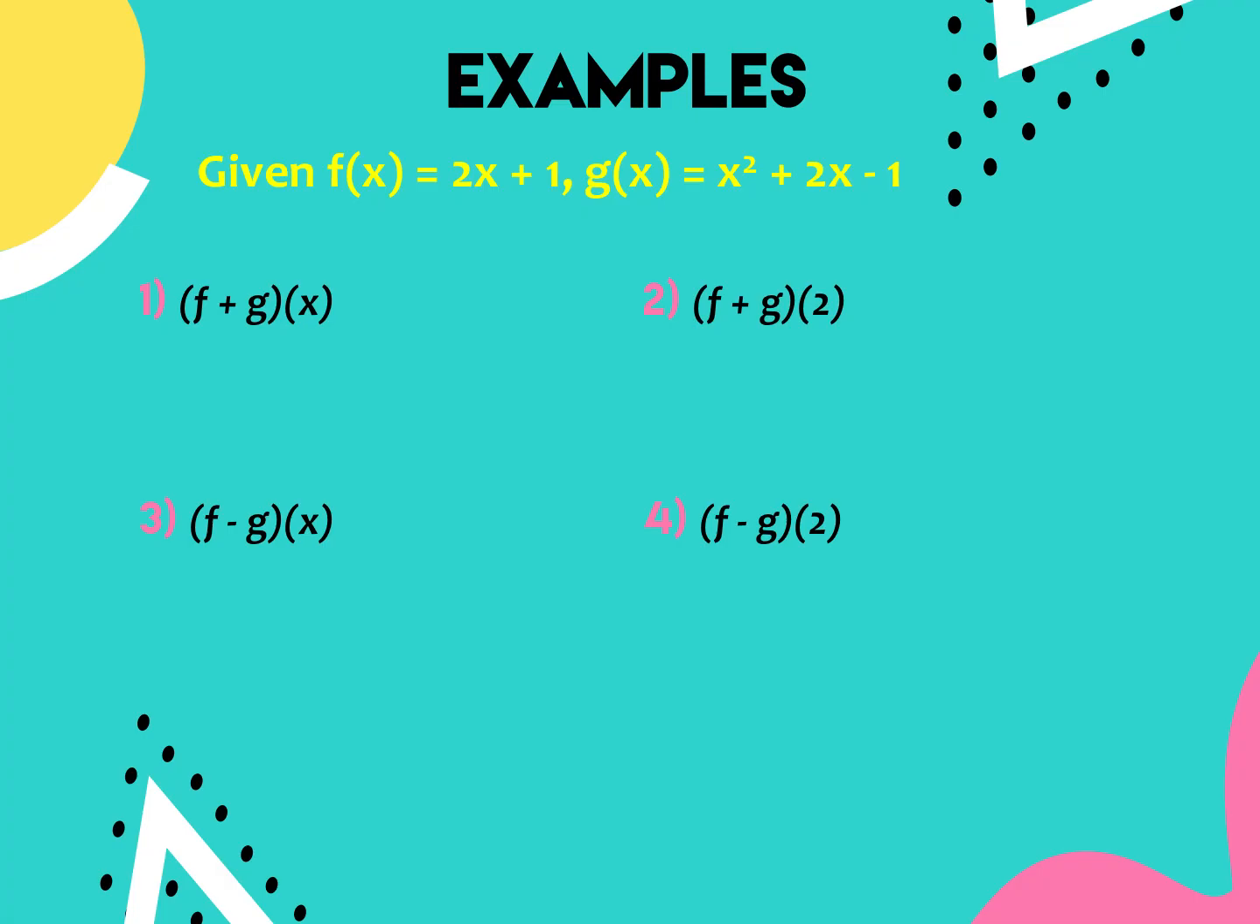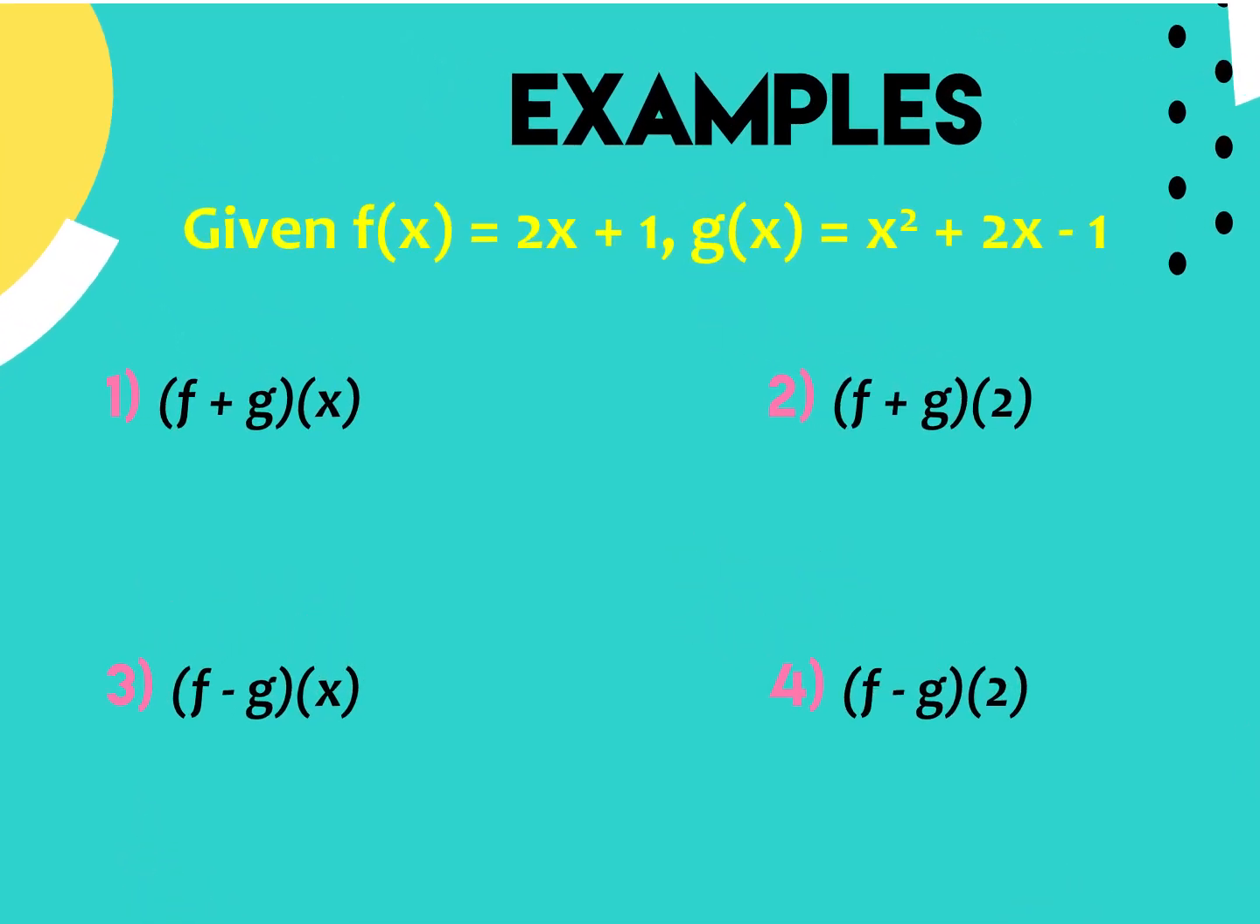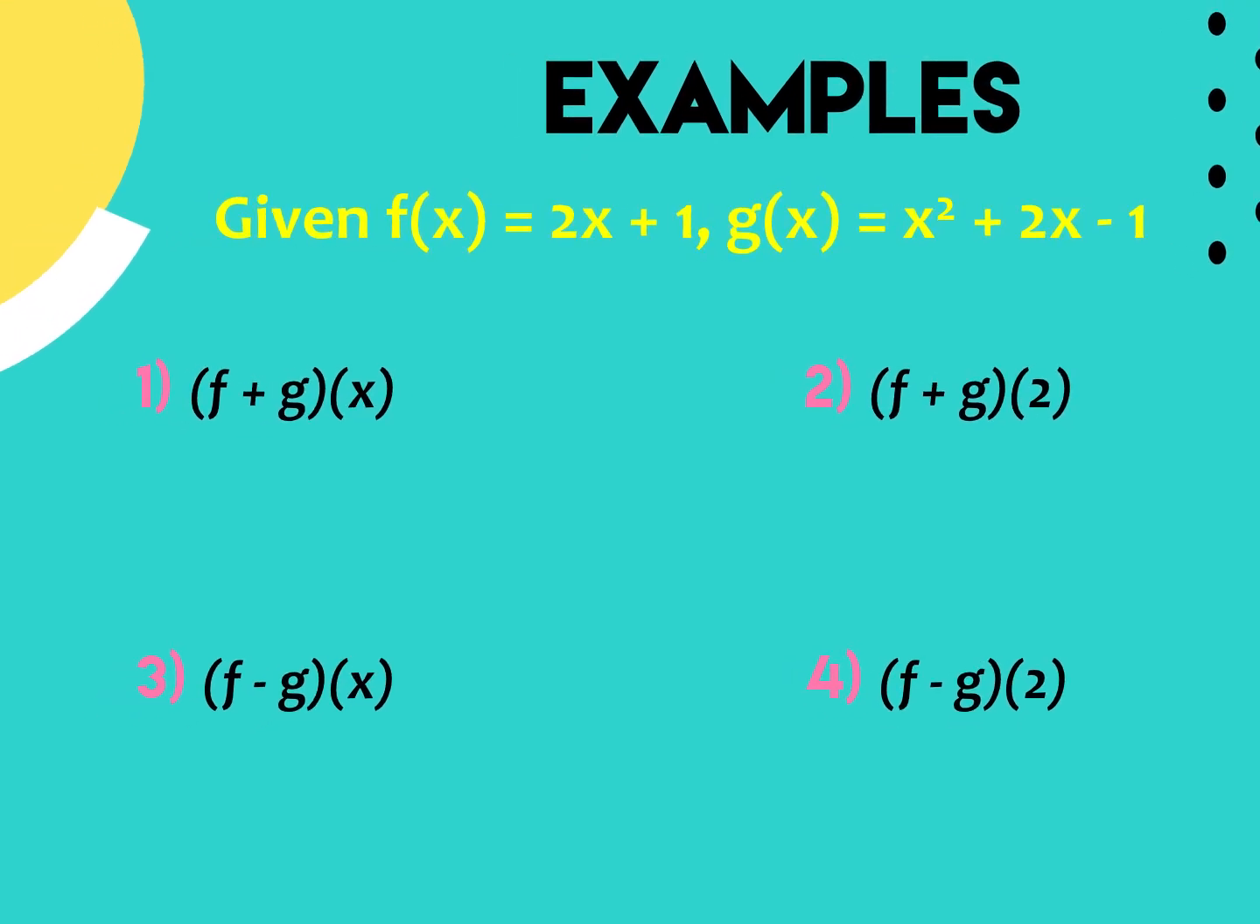So notice up at the top, and I know it's kind of hard to see here in yellow, these are our two functions that we're working with. We have the f of x function, which is equal to 2x plus 1, and the g of x function, which is that trinomial x squared plus 2x minus 1. And the first example wants us to add the f of x function and the g of x function.